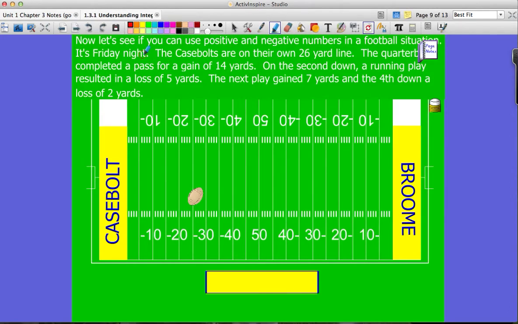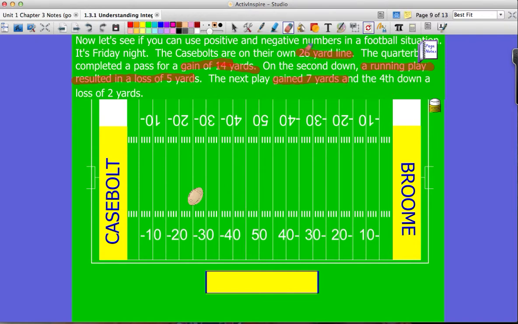All right, so for the first one, we have that the K-Splits are on their own 26-yard line, so that's where we start. The quarterback completed a pass for a gain of 14 yards. If it's a gain of 14 yards, it is a positive. So your situation would be that they started on the 26-yard line, that they gained 14 yards, and then a running play resulted in a loss of 5 yards, and then the next play they gained 7 yards.